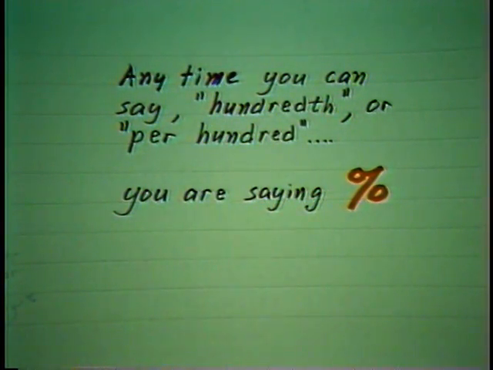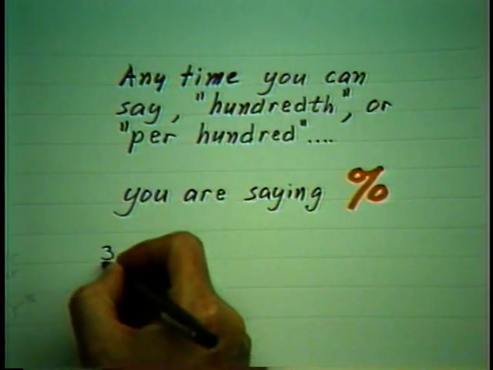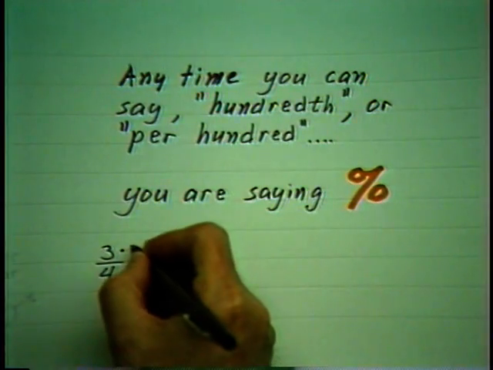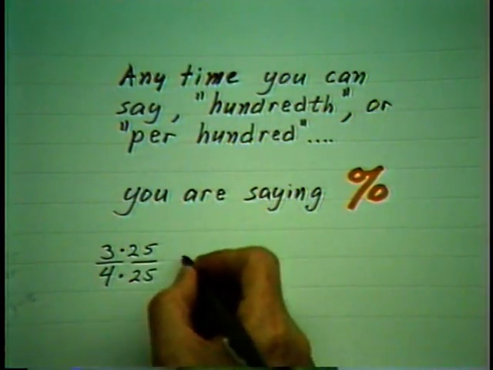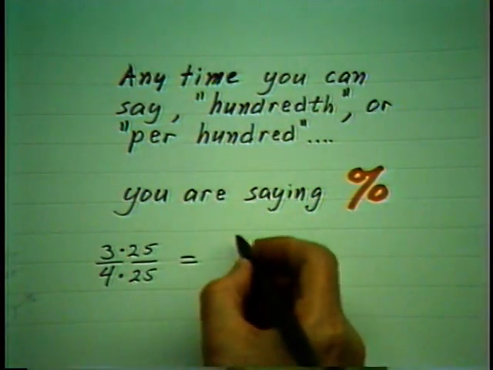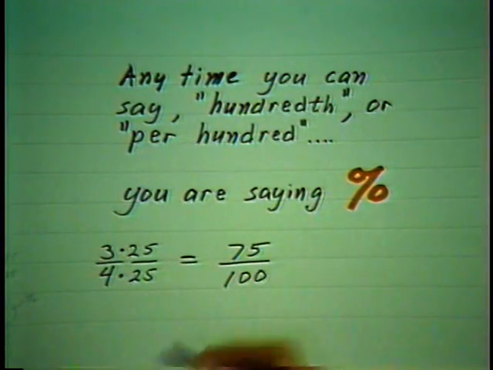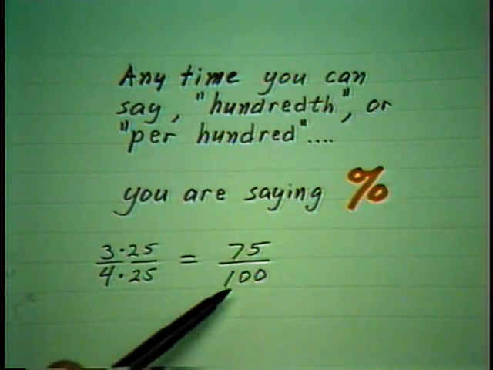Because any time you can say hundredth or per hundred, you are saying percent. Let's note an example. If I take the common fraction 3/4 and multiply the bottom and the top by 25, it would become the equivalent fraction 75/100, or 75 per 100.